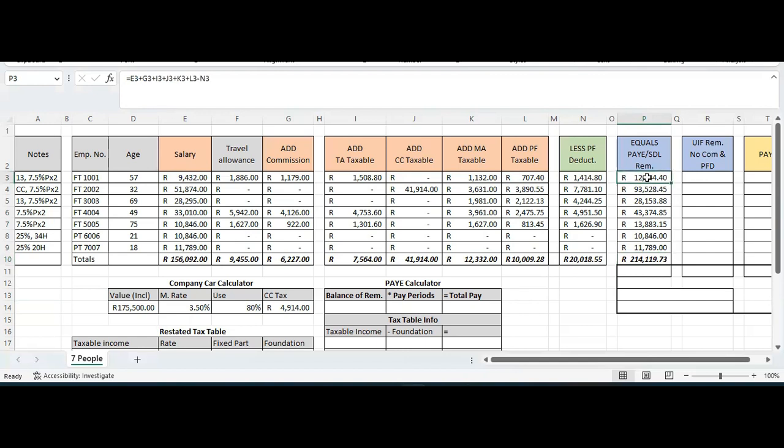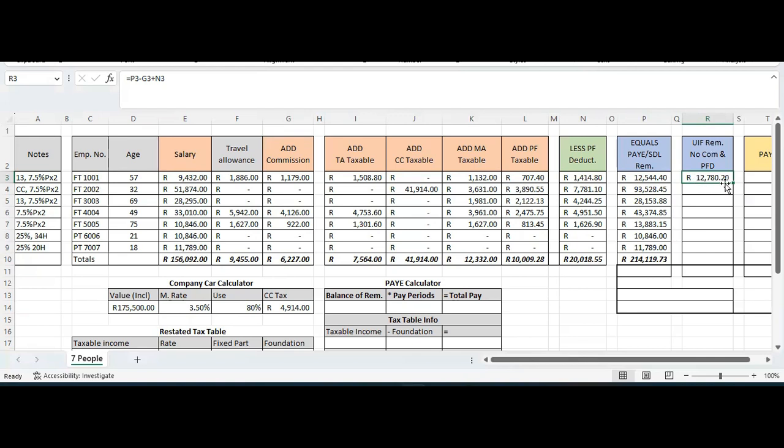Okay, now when we work with a UIF remuneration, we are going to take this number that we just calculated, and now we are going to subtract the commission because we added it before, and we are going to add the pension fund deduction because we subtracted it before. And for the purposes of UIF, these two, the pension fund deduction and the commission, are not brought into account. Okay, so if we do it for this first person, you will see that we get a value of 12,780.